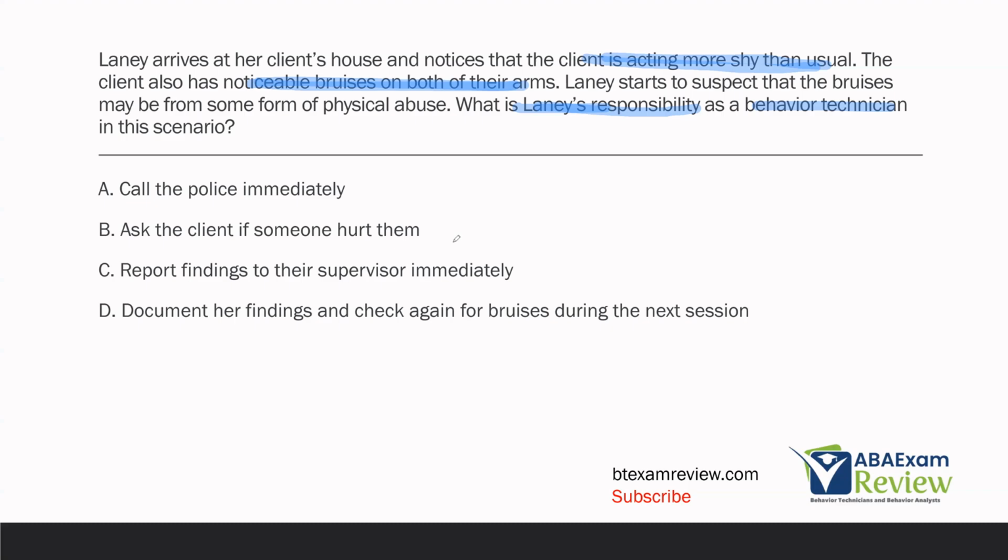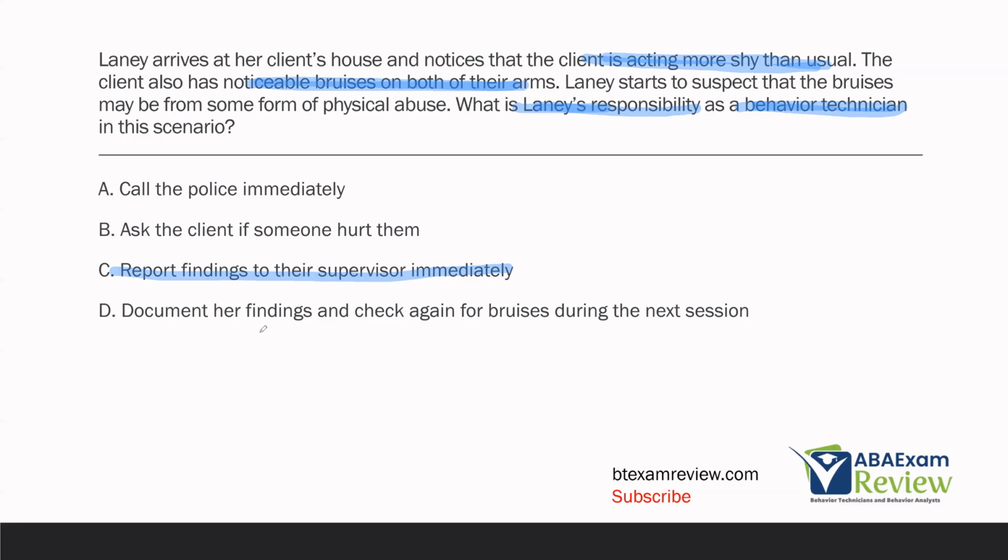C, report findings to their supervisor immediately. This is the most responsible way to approach this situation. As a technician, when you're in a situation like this, where you might suspect something is wrong, it is your responsibility to tell your supervisor immediately. Because who is ultimately responsible for this case? Your supervisor. They need to know this before you do anything drastic, like calling the police or calling an authority.